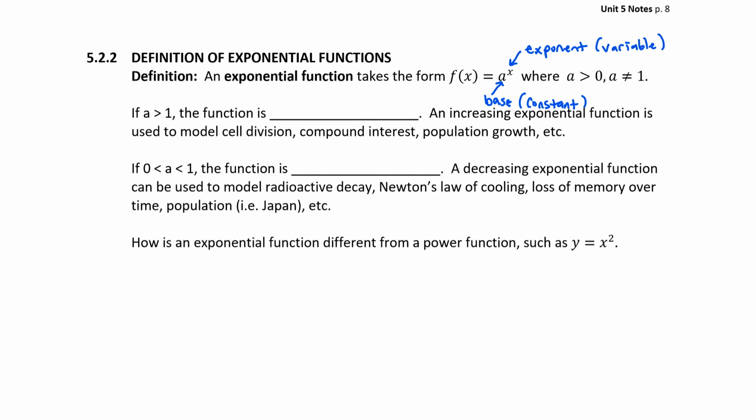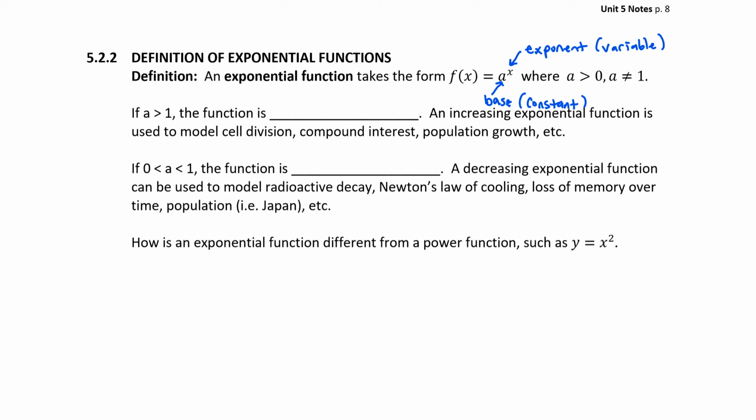Now we have a couple of stipulations on the base. The base a has to be positive, and the base cannot be equal to 1. If the base is equal to 1, and we look at a function like this, 1 to any power is always equal to 1, so it's not quite an exponential function, it is a constant function. So we're going to exclude 1 as a potential base.